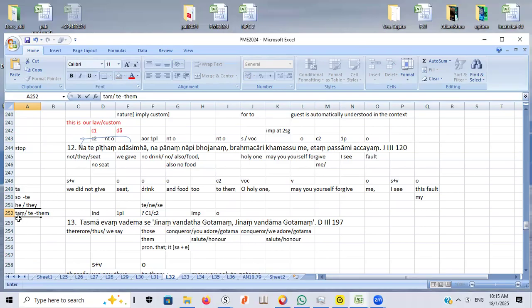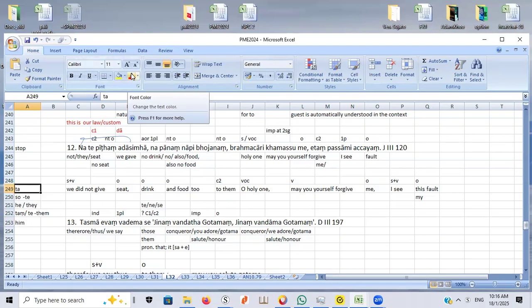Because this is "he, him". That means this is him. Tam is him. He and him. So "they" is "them". Him and them, because this is an object. I give him, I give them. So this is an object. You took the wrong pronoun. This is a demonstrative pronoun. All right.